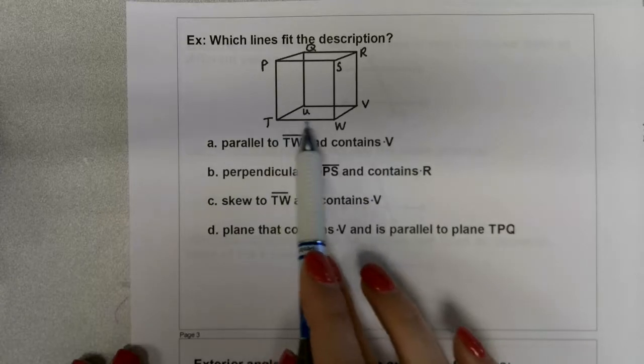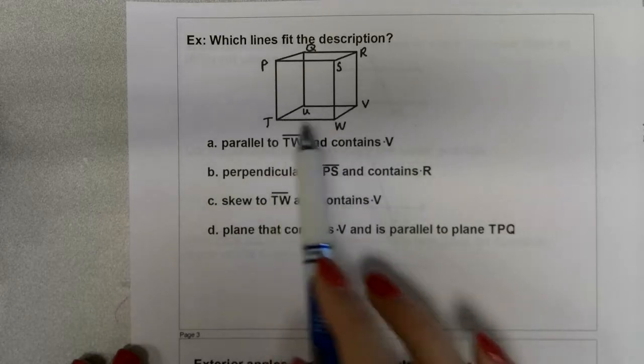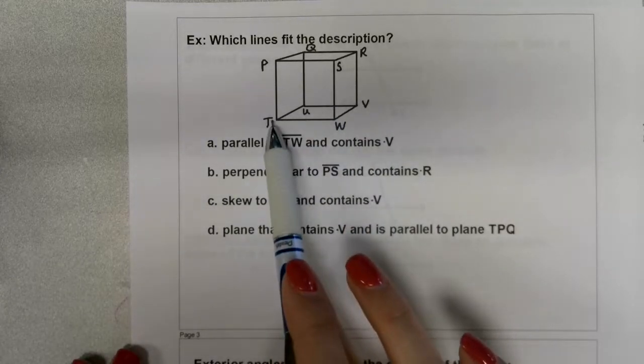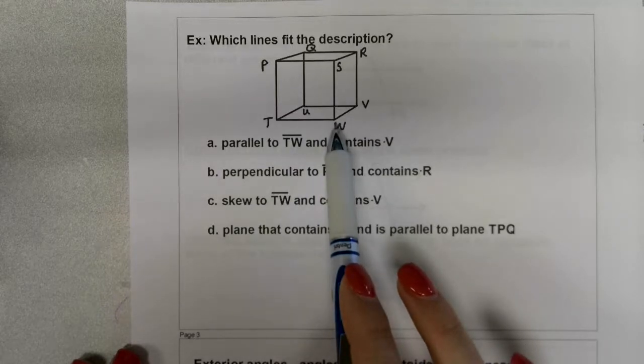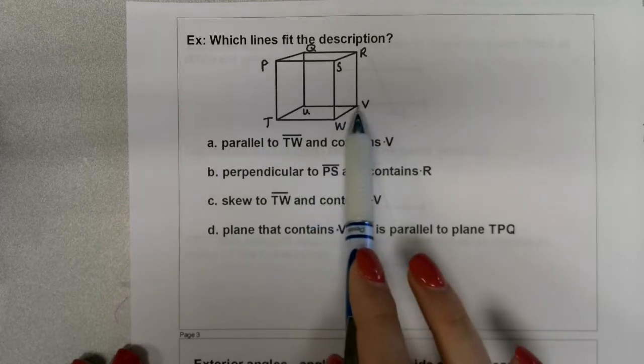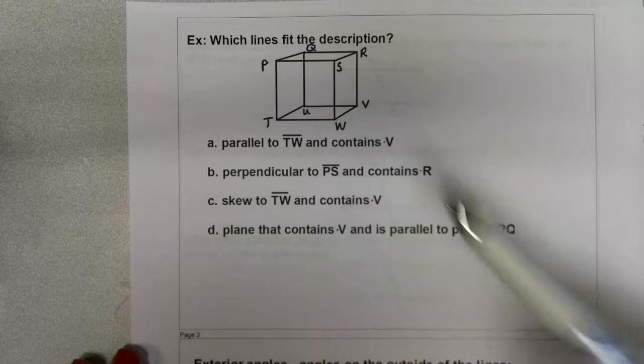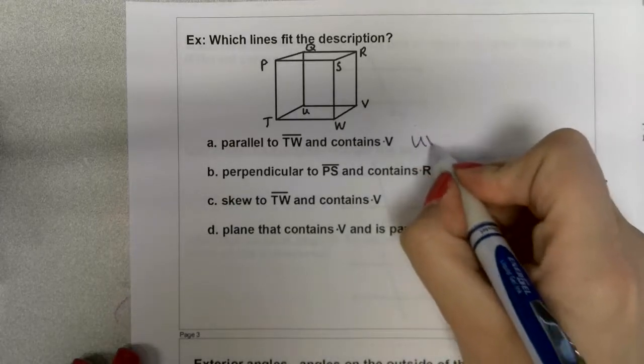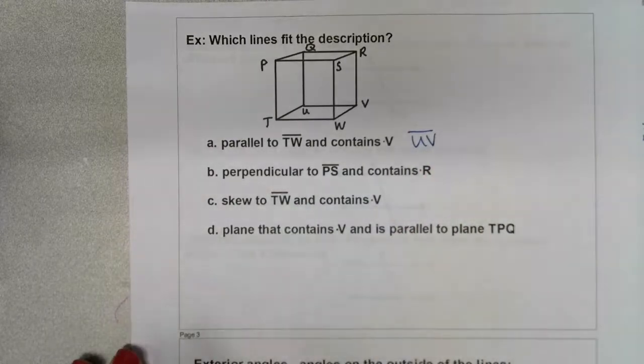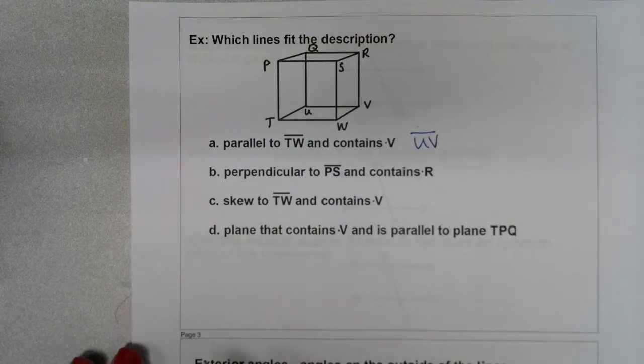So if we look right here, we've got TW, and we know that we need to find something that's in the same plane as that. It's going to be parallel. And so if we look here, this back here contains point V. So we would say that segment UV is parallel to TW.